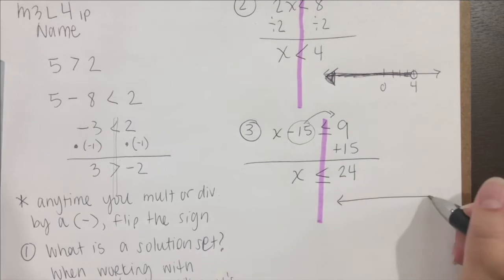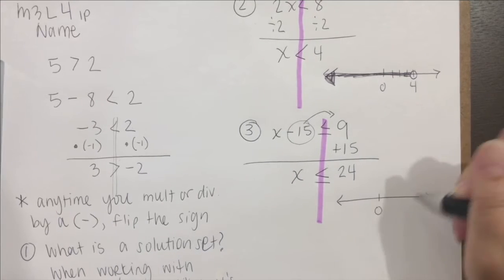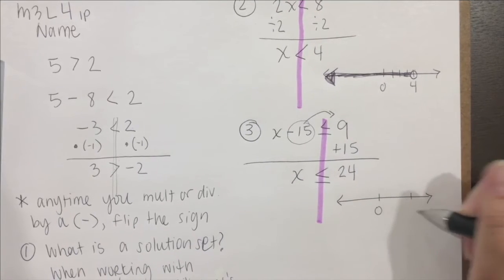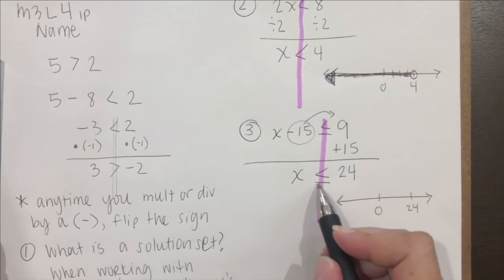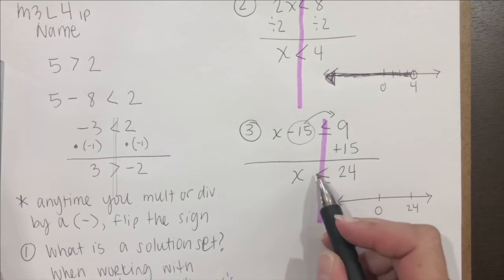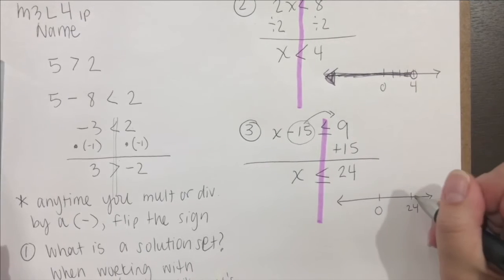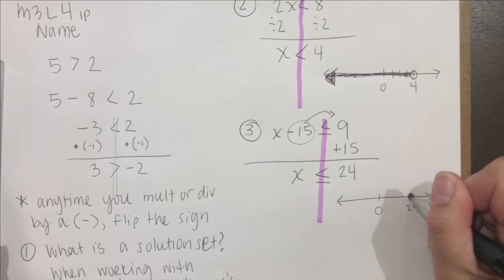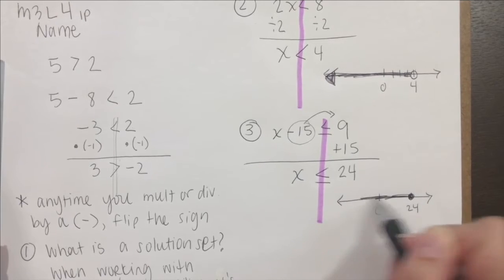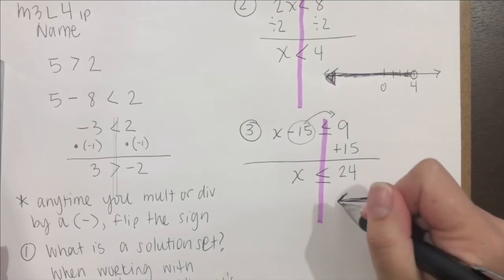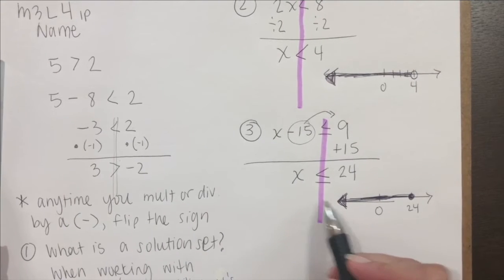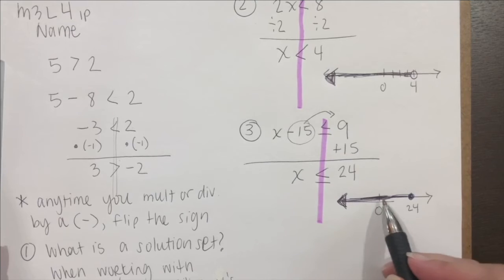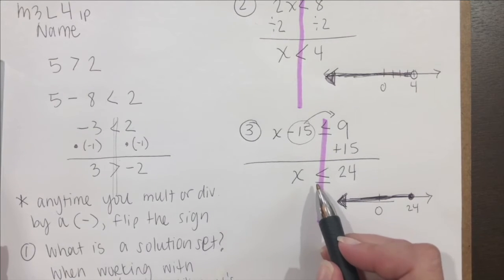So again, if we wanted to do a little diagram here, we'll just estimate. We're going to say 24 is about there. Since it has the equal sign on it, so it's less than or equal to 24, we're going to include 24. We bubble in the circle, and then we shade less than. So the solution set for this one is all numbers 24 or less. So x is all numbers 24 or less. This is how we draw it, and this is how we say it. X is less than or equal to 24.